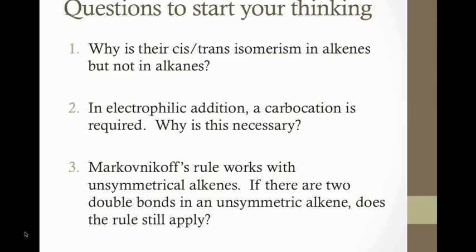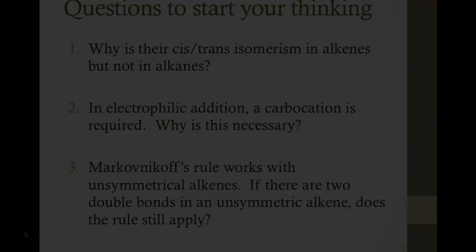Here are some questions to start your thinking. The first question, cis-trans isomerism. The second question talks about mechanisms. Why is a carbocation necessary? And Markovnikov's rule. That was the one with unsymmetrical alkenes. What happens if we have 2 double bonds and it's an unsymmetrical alkene? Does the rule still apply?